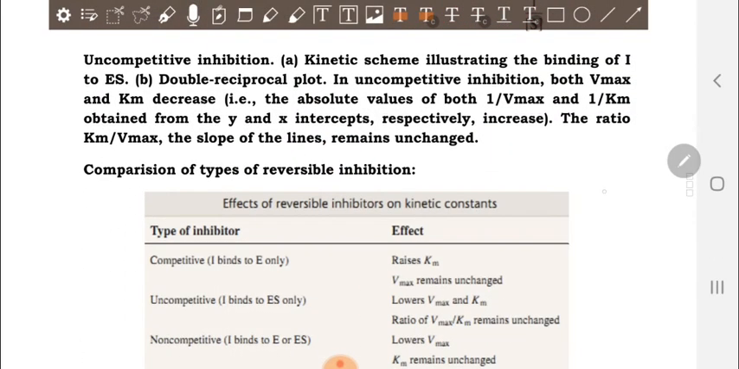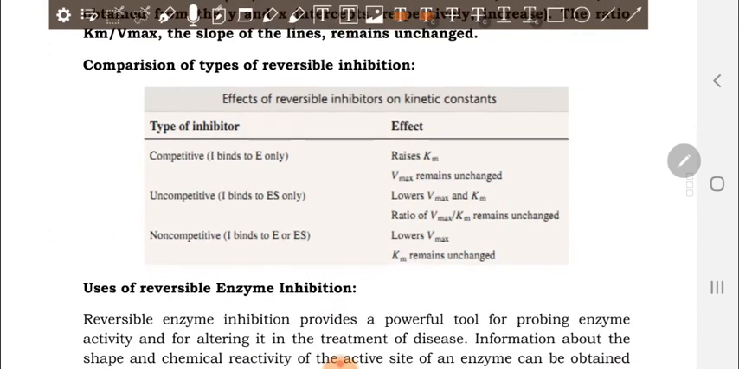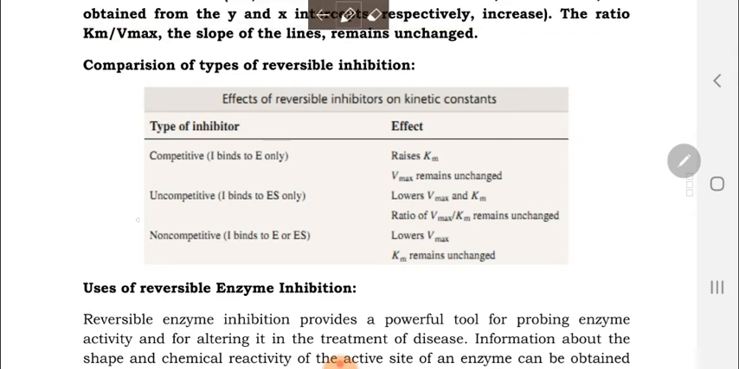And this is a table which concludes all three different types: the competitive, uncompetitive, and non-competitive. For your sake, I gave the order competitive, non-competitive, uncompetitive. If you are familiar with the flow, you can change this one to this one, and keep this in the last one also, no problem.